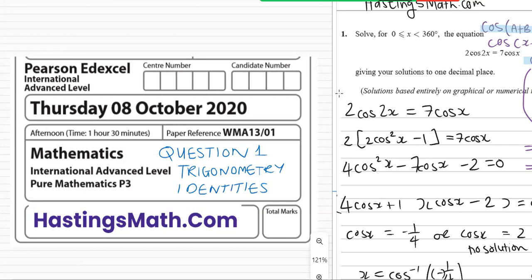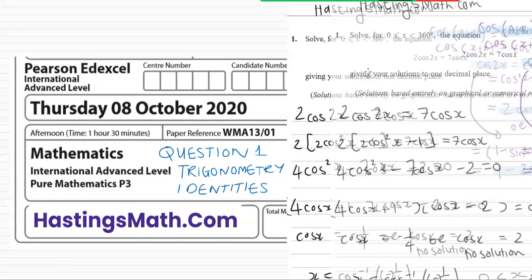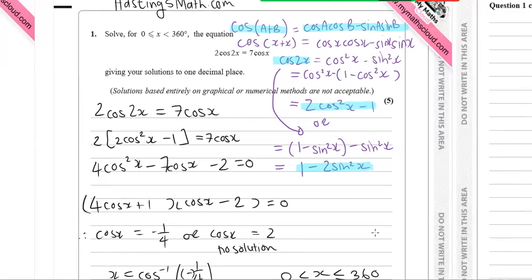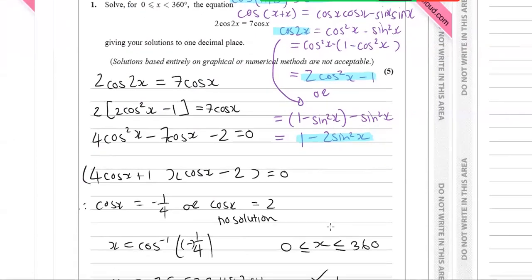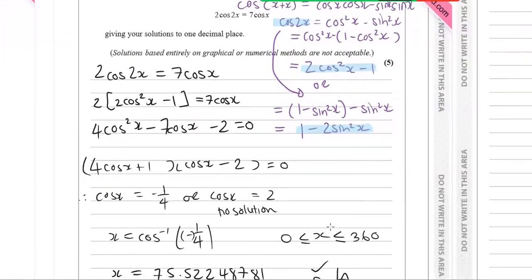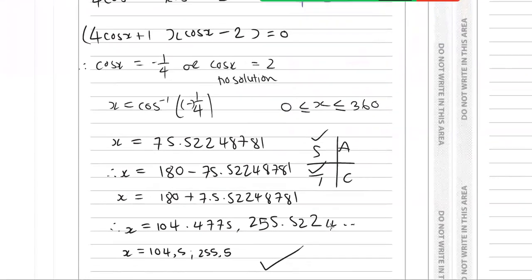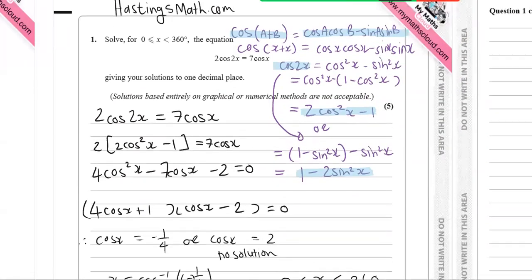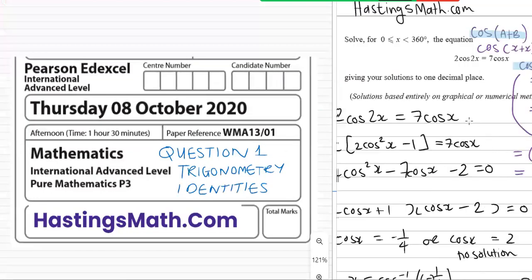This is question 1 of the October 2020 exam. The question has trigonometry and identities in it. So if you'd just like to look at the answer, I have question 1 already worked out on the right here. Just some notes in purple, and then the black is the full solution. So this is question 1. But if you'd like some more information, then we're going to go through it now in full.